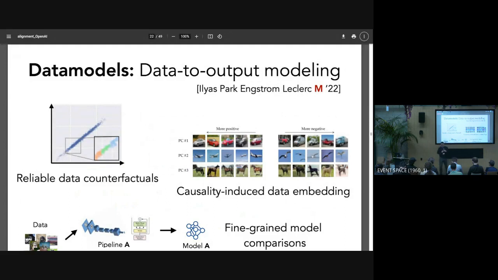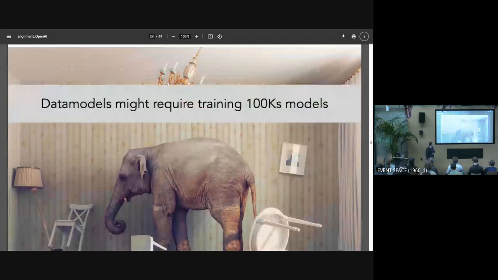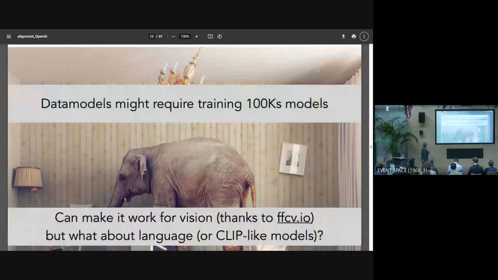There is a bunch of other things that this framework enables. But if you are familiar with this work, you realize that there is an elephant in the room, and the elephant in the room is scaling. Data models might require training hundreds of thousands of models to get it right. So you are getting exactly the right answer, this counterfactually backed, data-centric interpretability. But it's hard to make it work.